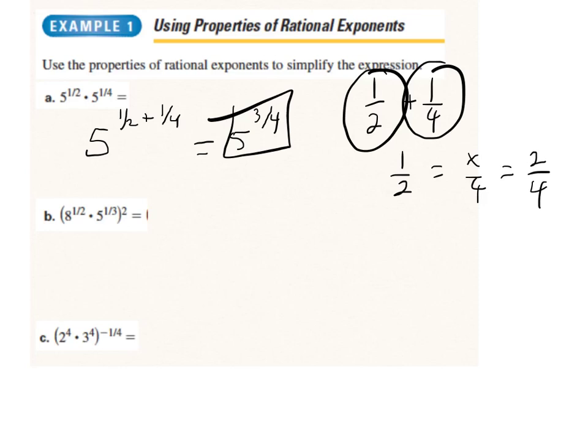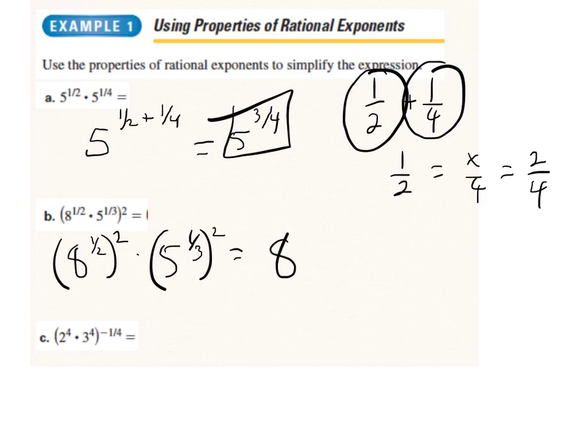Alright, over here, same idea. We're going to distribute the 2 through, so you get 8 to the 1/2 squared times 5 to the 1/3 squared, which is going to equal 8 to the 1 times 5 to the 2/3. Okay? So now that we've simplified the 8 and the 5, we have our answer.